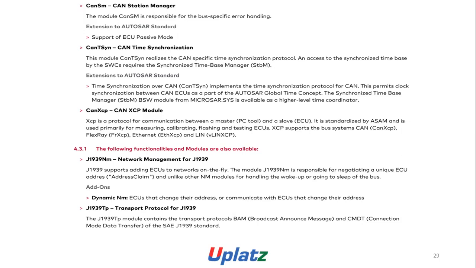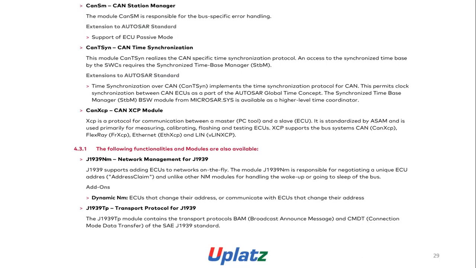The following functionalities and modules are also available. J1939 NM, network management for J1939. J1939 supports adding ECUs to networks on the fly. The module J1939 NM is responsible for negotiating a unique ECU address, address claim, and unlike other NM modules, for handling the wake-ups or going to sleep of the bus.